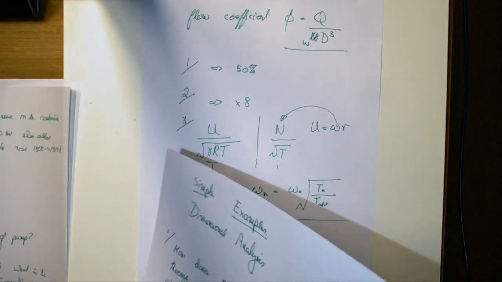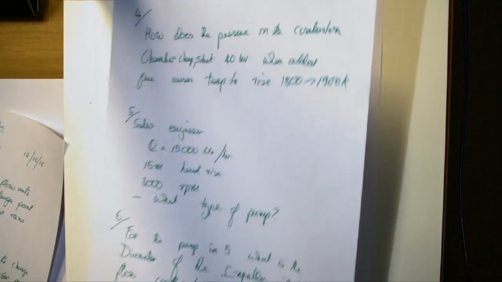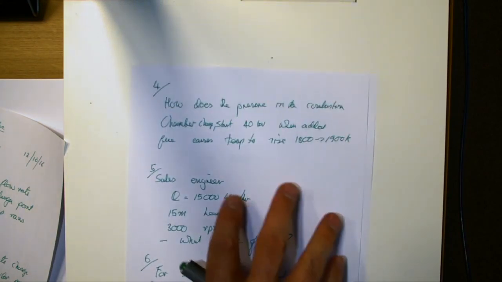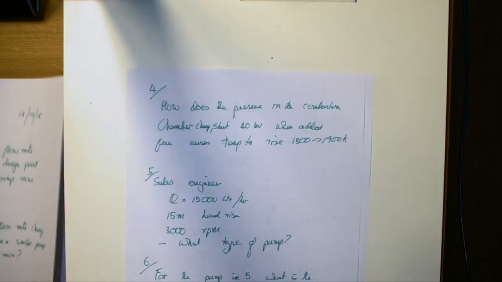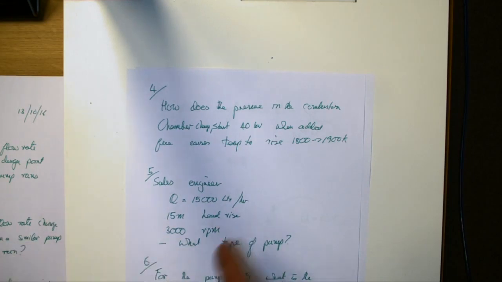Right, question 4. How does the pressure in the combustion chamber change, starting at 40 bar, when added fuel causes the temperature to rise, same as in the previous one, from 1800 to 1900 Kelvin?